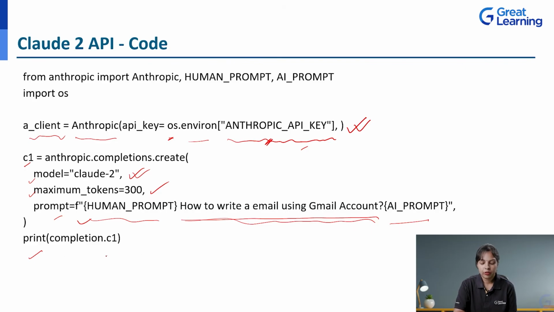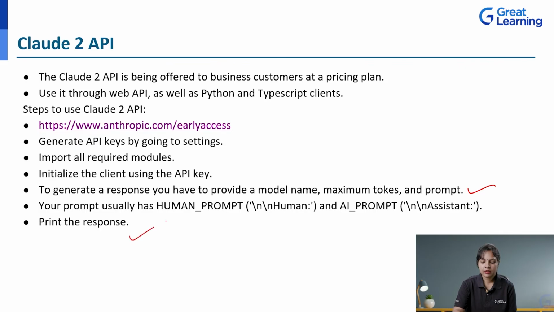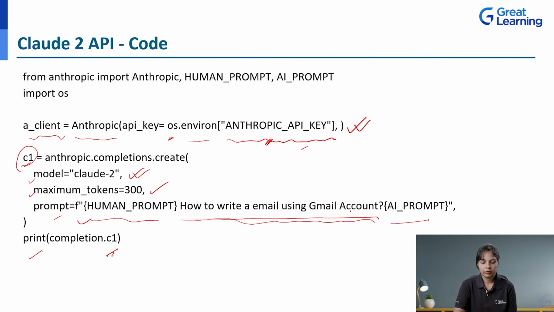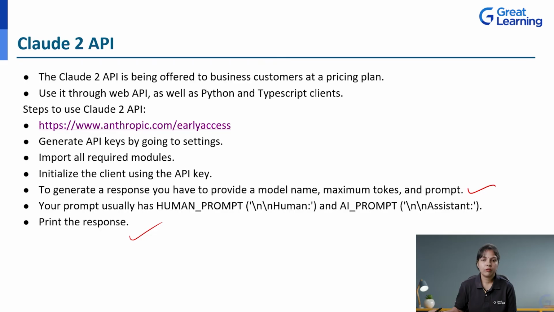So print completion.completion. This is the object which I am referring to. That was the last step, so you have to print the response. Before that, your prompt usually has human prompt and AI prompt, right? We saw that in the code right now, correct? Human prompt and AI prompt, and then lastly, you have to print the response. So these are the steps which you have to follow when you are making use of the Claude-2 API in Python.